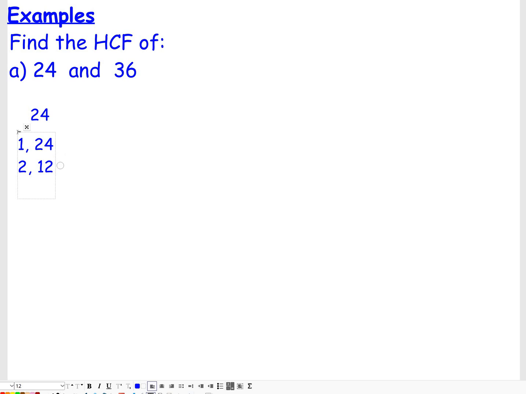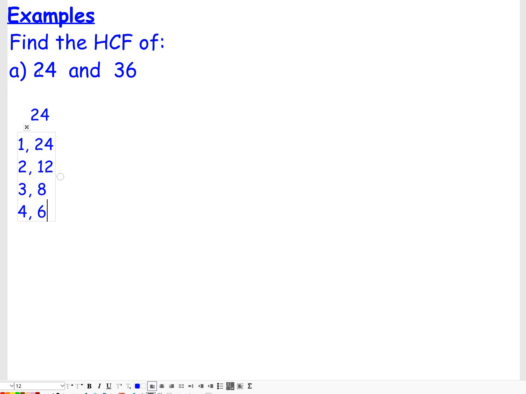Then does 3 go in? Well, we know that it's in the 3 times table, so 24 can be divided by 3, which equals 8. Does 4 go in? Well, again, we know it's in the 4 times table, so it can be divided by 4. Or we can use the fact if 2 goes in 12 times, 4 is going to go in half that amount. So 24 divided by 4 is 6.